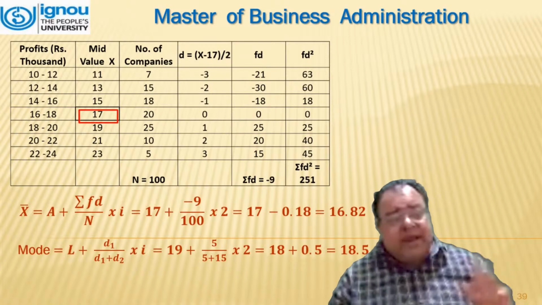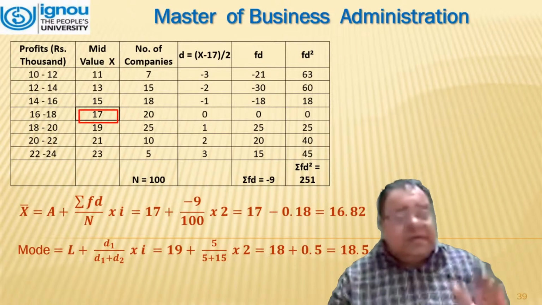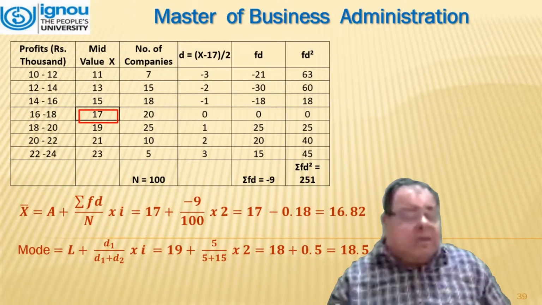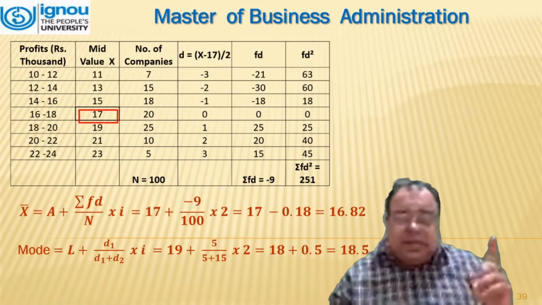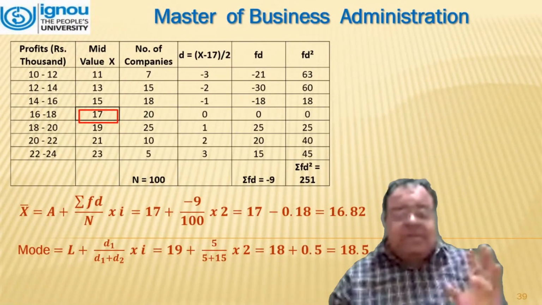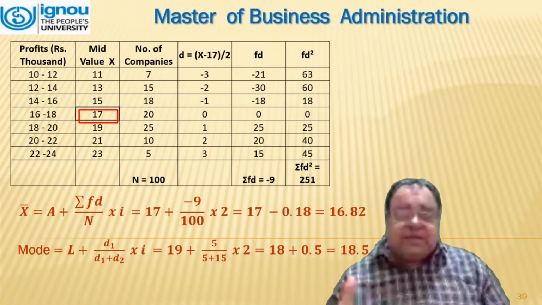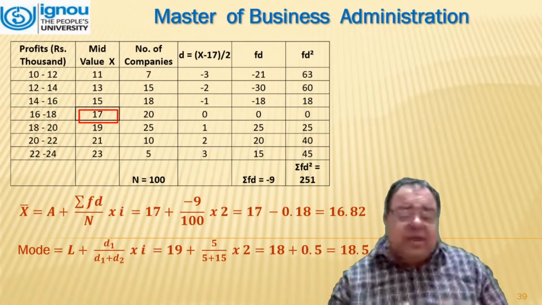Now we have to calculate FD. FD is frequency, number of companies, that is F, into D. That is 7 into minus 3, it comes out to be minus 21. 15 into minus 2, minus 30. Similarly, we will be evaluating for all the elements. And we get summation FD is equal to minus 9. Summation of frequency, that is N, is 100. Now we have to calculate FD square. So 4 into 15, 60. Similarly, we will be doing for all the elements. We will get summation FD square equal to 250.